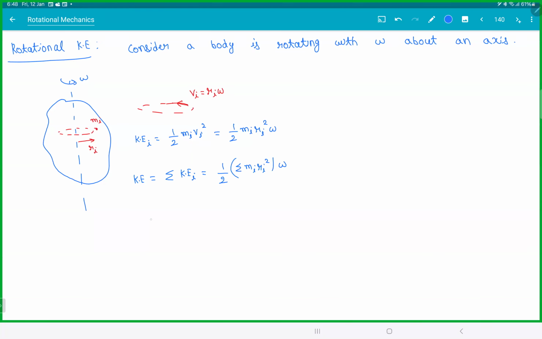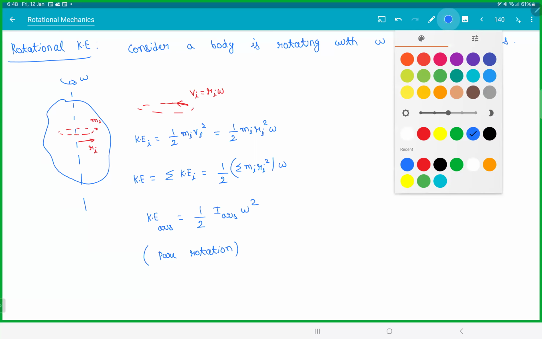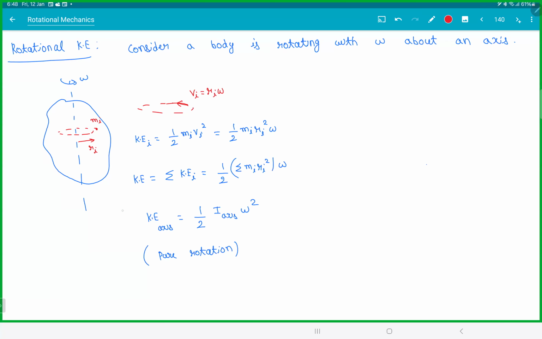And we know what sigma mi ri square is. Half I omega square. So kinetic energy about an axis is half I about that axis omega square. This is the formula for pure rotation. So the kinetic energy of a system is half I omega square when the body is in pure rotation. So you can't use it for anything. If the center itself is moving, that's a different story. And if you see the resemblance, it kind of looks like half mv square.